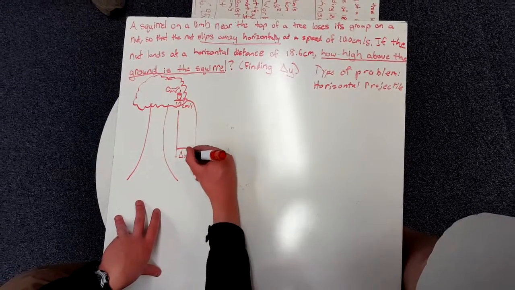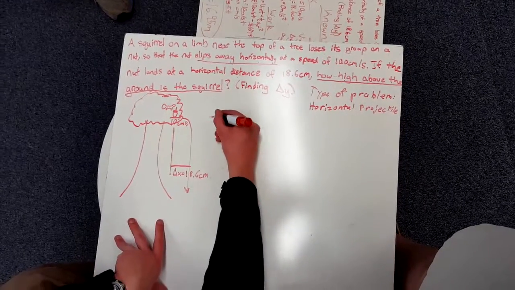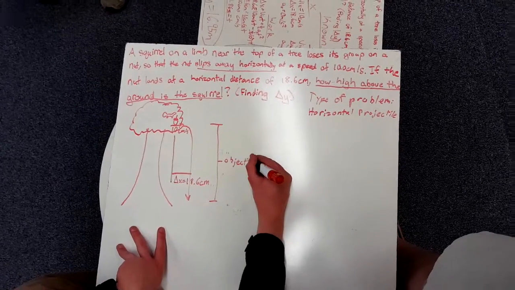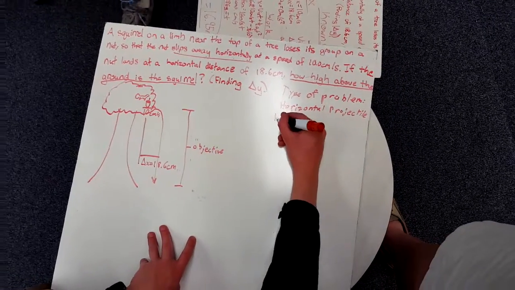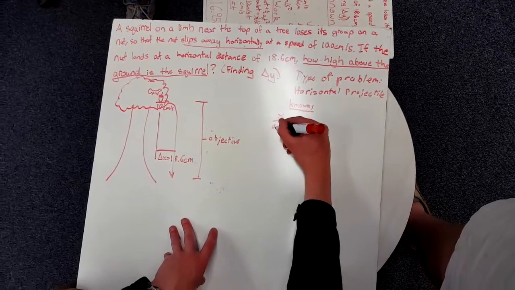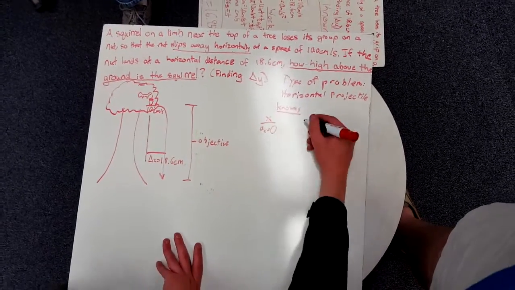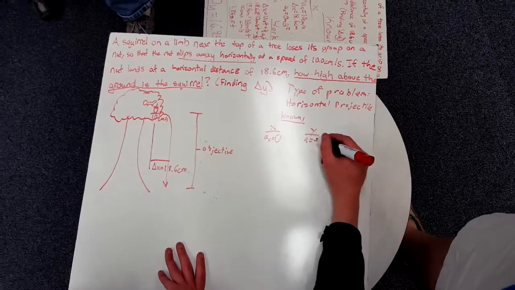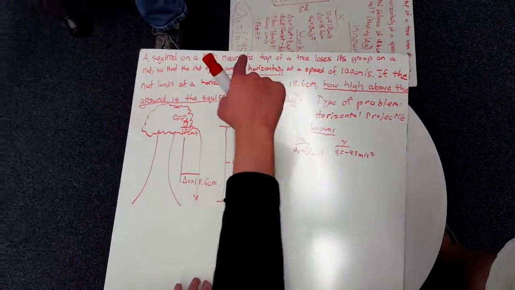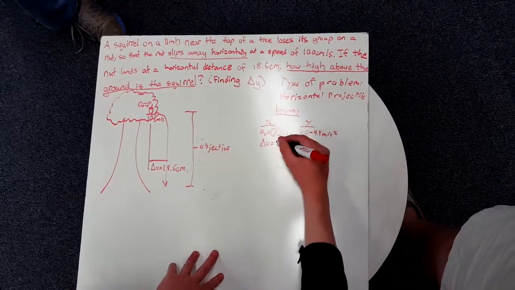Make sure to label your knowns on your representation. Our knowns in this case are, in the x direction, acceleration as 0 meters per second squared, displacement of x is 18.6 centimeters as stated in the problem, and we are also told that the nut started with a velocity of 10 centimeters per second in the x direction.